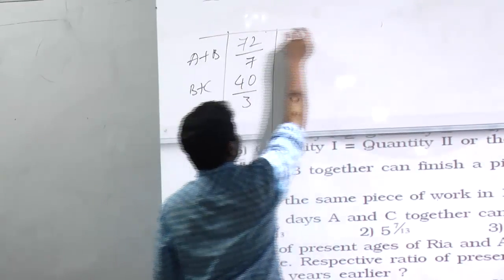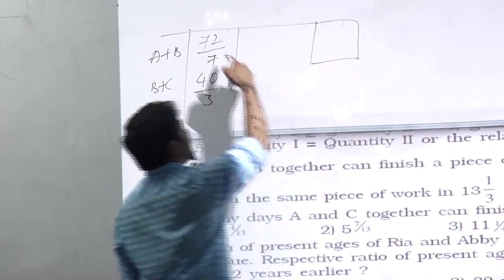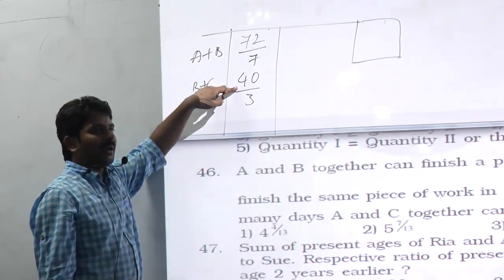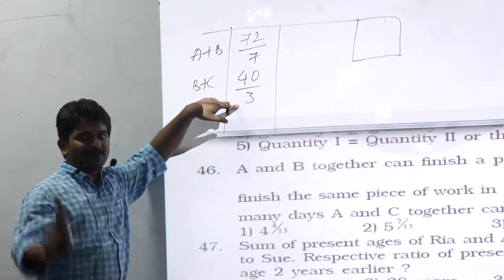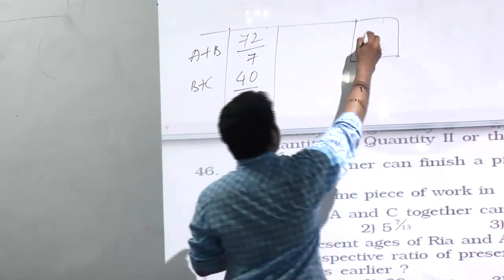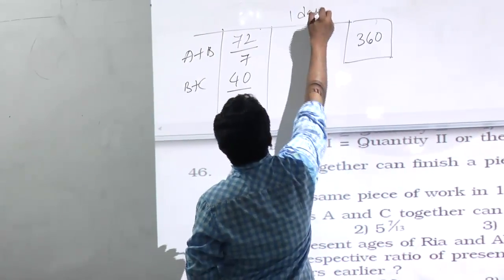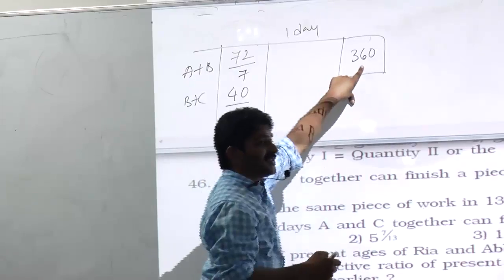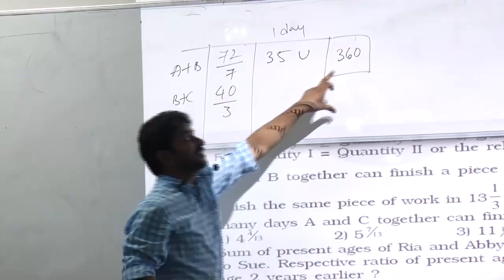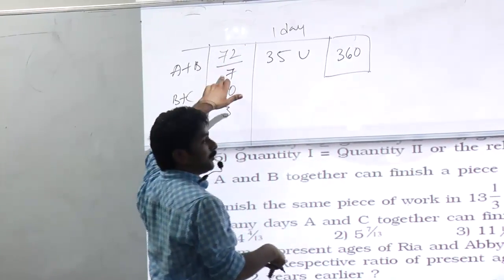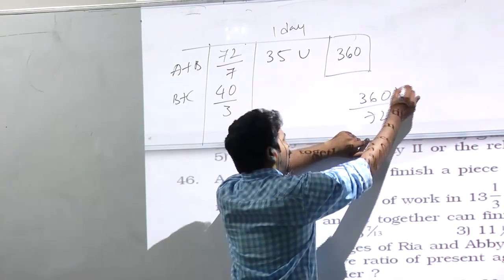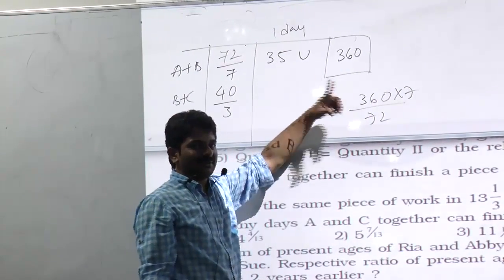We'll go for the units method. What is the total work? 72/7 and 40/3. LCM of 72 and 40 by HCF of 7 and 3. HCF becomes 1 because 3 and 7 are both prime numbers. 72 and 40, LCM is 360. Now let's go for 1 day's work. A and B do 360 units in 72/7 days, so how many per day? 360 by 72/7, the 7 comes to the numerator. 72 times 5, so 35 units.